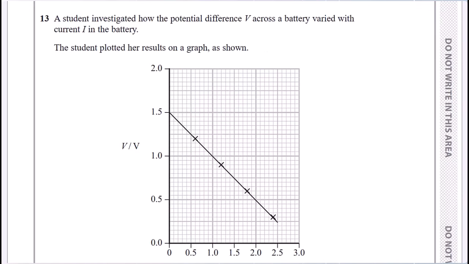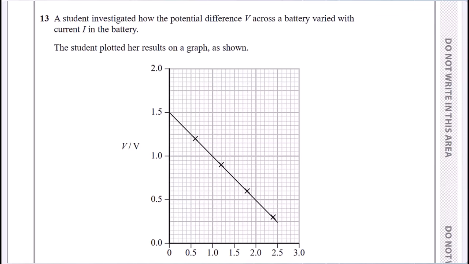Question 13 says, a student investigated how the potential difference V across a battery varied with current I in the battery. I see a lot of students, prejudiced students, just reading between the lines and thinking that a VI graph shouldn't look like this. We all know as PD increases, the current increases, but here it shows something different.